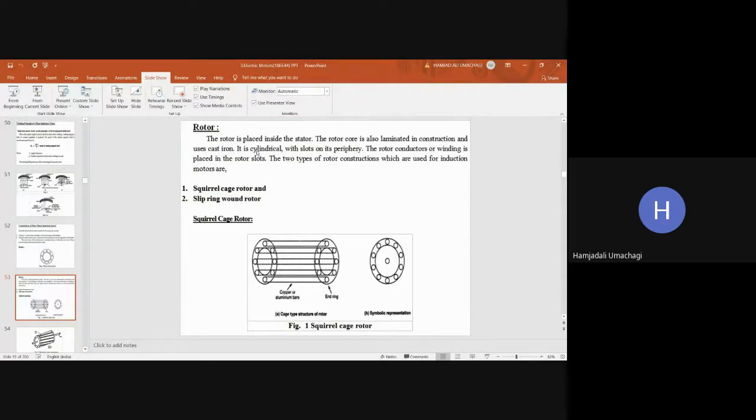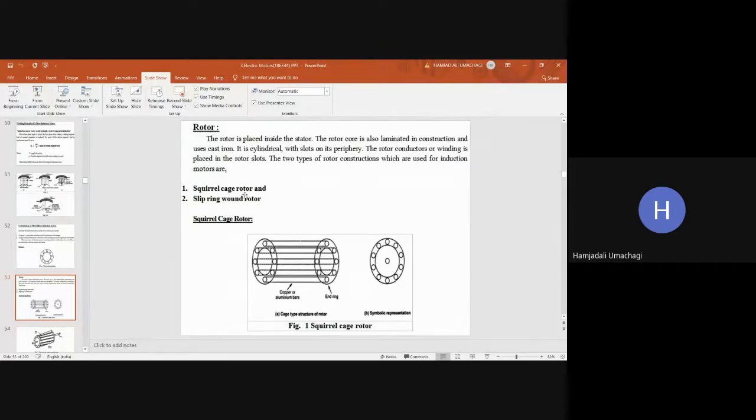Okay, how is it? It is cylindrical in shape with slots on its periphery. You can see its shape is cylindrical and it has certain slots to carry the armature conductors. The rotor conductors or winding are placed in the rotor slots, so all the armature conductors are placed inside the slots. Again, in the rotor there are two types of rotor construction used for induction motors.